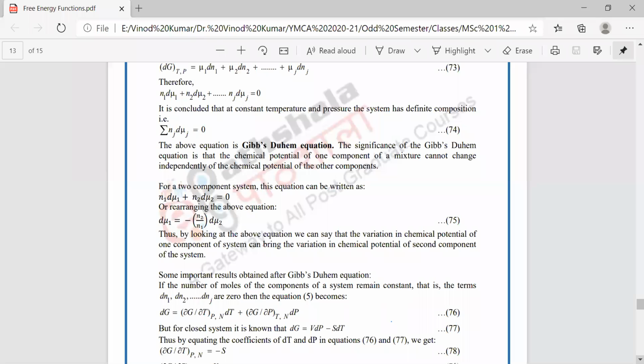So all these things we have discussed: the physical significance of this Gibbs-Duhem equation, its derivation and all these things. So please go through that.